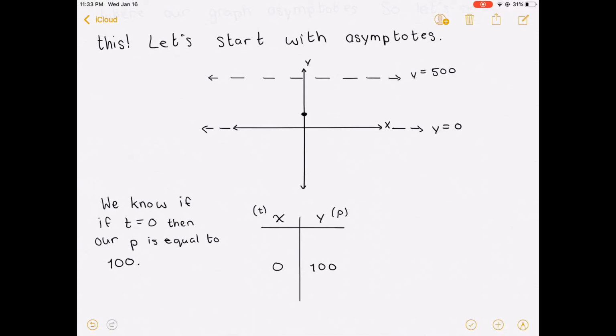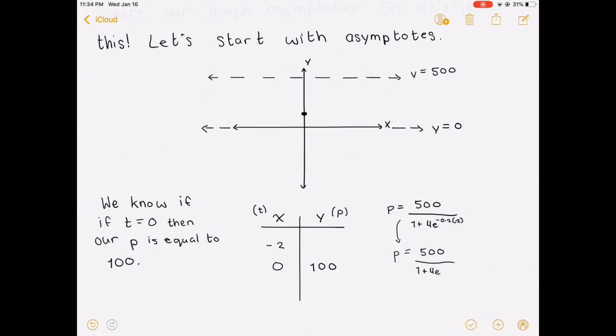So now, let's try finding another x and y value. Let's try -2. Let's plug -2 into our function. P equals 500 divided by 1 plus 4e to the exponent of -0.02 times -2. Let us simplify this even further. We can have P equals 500 divided by 1 plus 4e to the exponent of 0.4. Now if we simplify this even further, we will know that P is equal to 71.76.